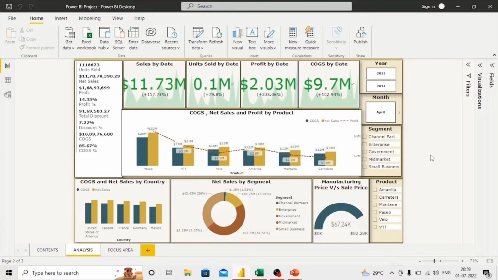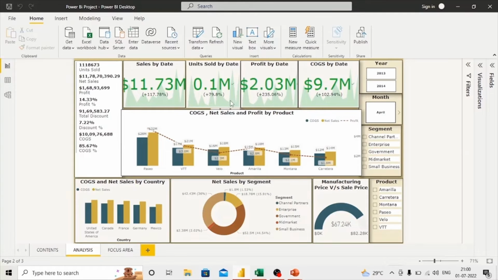This is the data of 2 years, 2013 and 2014, and in the first row you can see there are different performance indicators. The first performance indicator is the sales by date, and in this indicator we can find there's a total of 117% of growth in 2 years from 2013 to 2014.